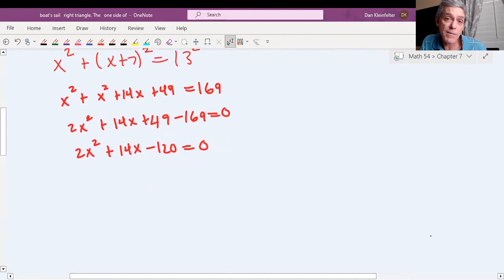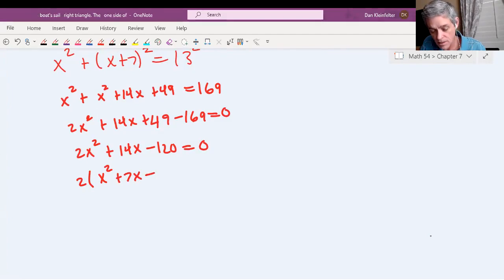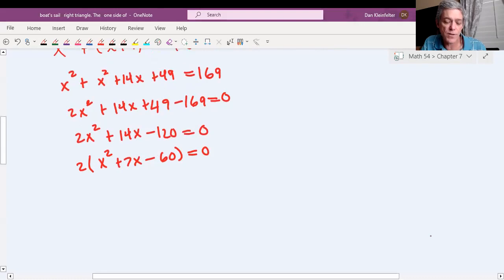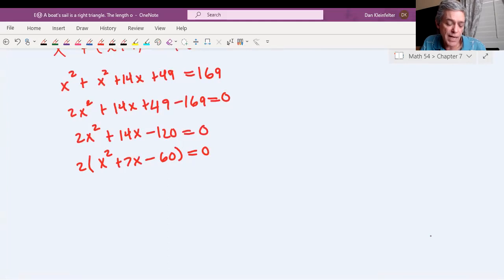And now common factor. I took out the 2, so that helped a little bit. Now we need to factor the quadratic that is inside. We're looking for two numbers that multiply to negative 60 and add to 7. So I'm thinking that's going to be 12 and negative 5.